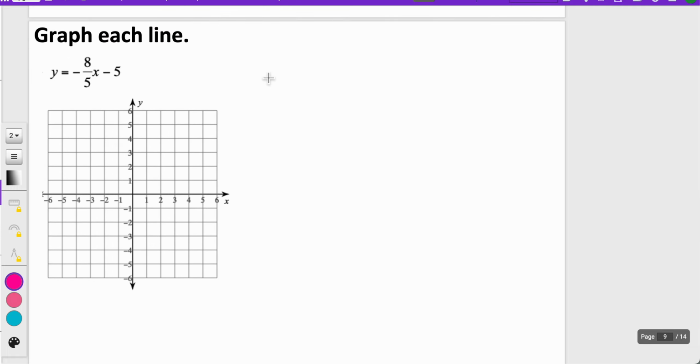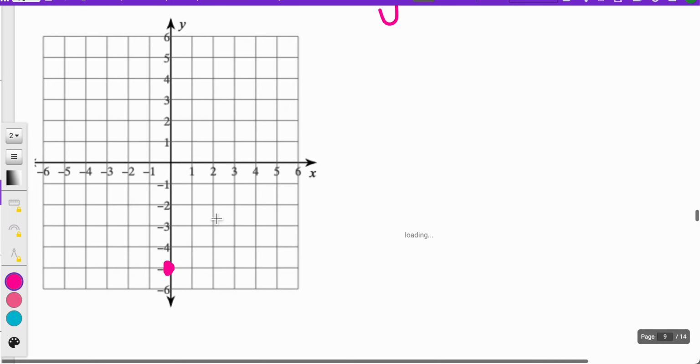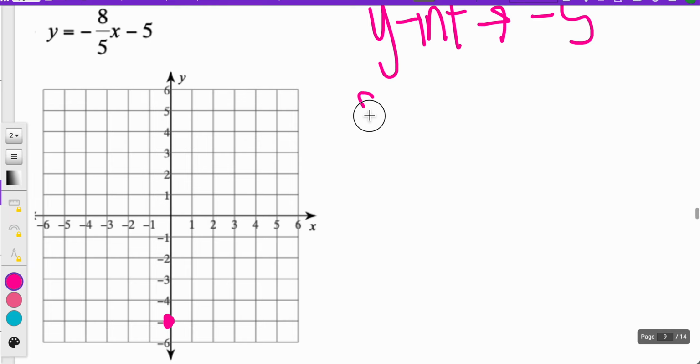So what I do first is I look for my y-intercept, okay? And my y-intercept is given to me as -5. So I'm going to start that here, okay? And I'm going to zoom in just a little bit so we can see a little bit better. The next thing I'm going to do is use my slope to find out where I should go next. So in this case, my slope is -8 over 5.